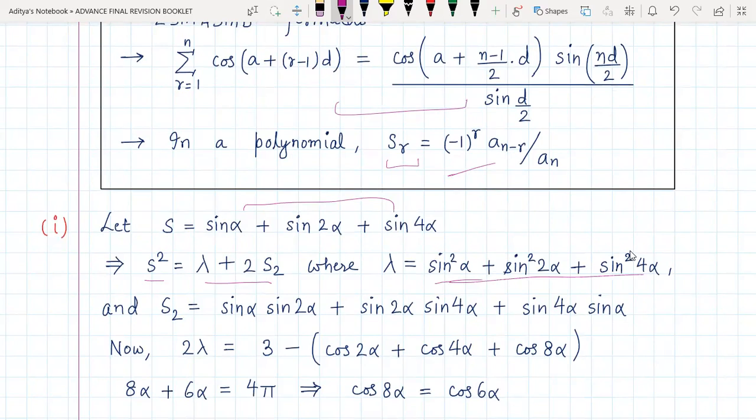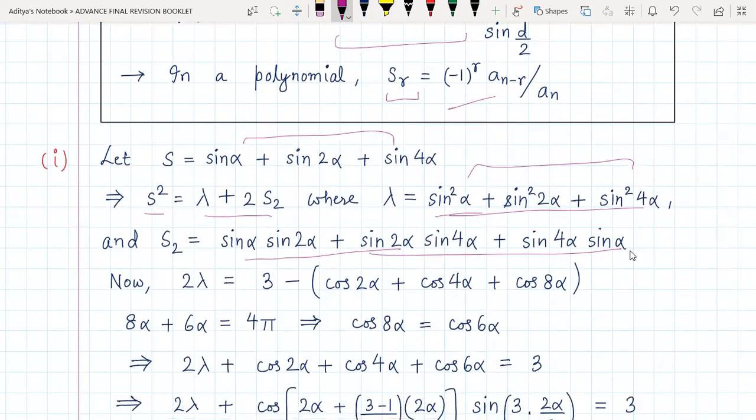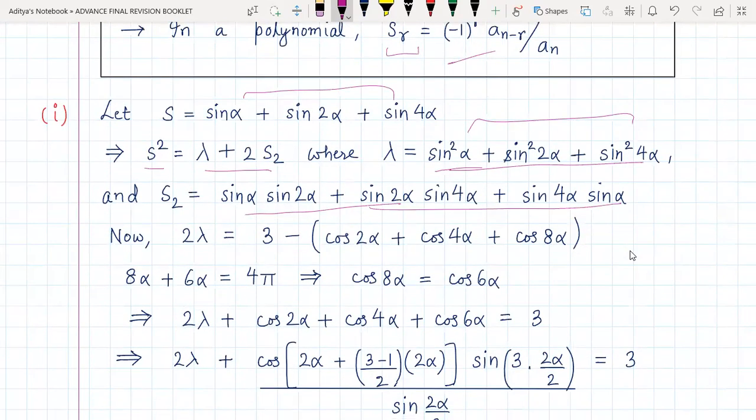A plus B plus C whole square is equal to A square plus B square plus C square, which we are calling as lambda, and S2 is simply the sum of these terms taken two at a time. Now we'll basically evaluate separately the value of lambda and S2. So in this case, I am multiplying both sides by 2. So 2 lambda will become summation of 2 sine square thetas.